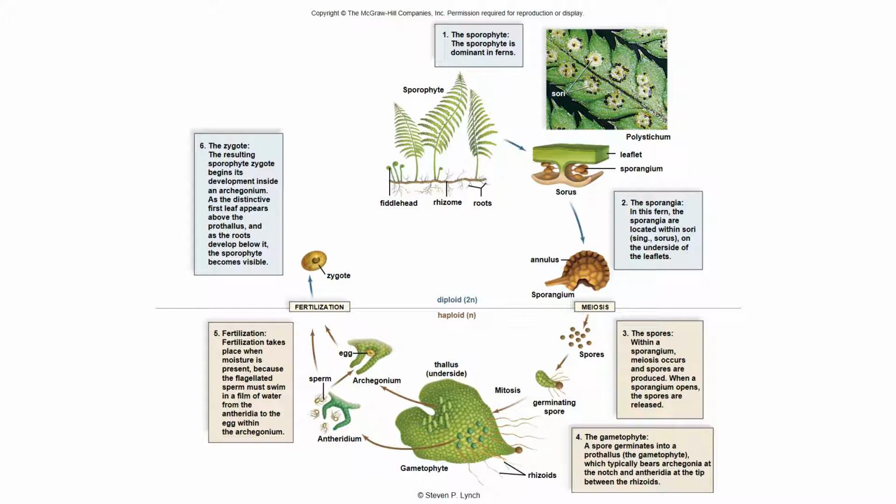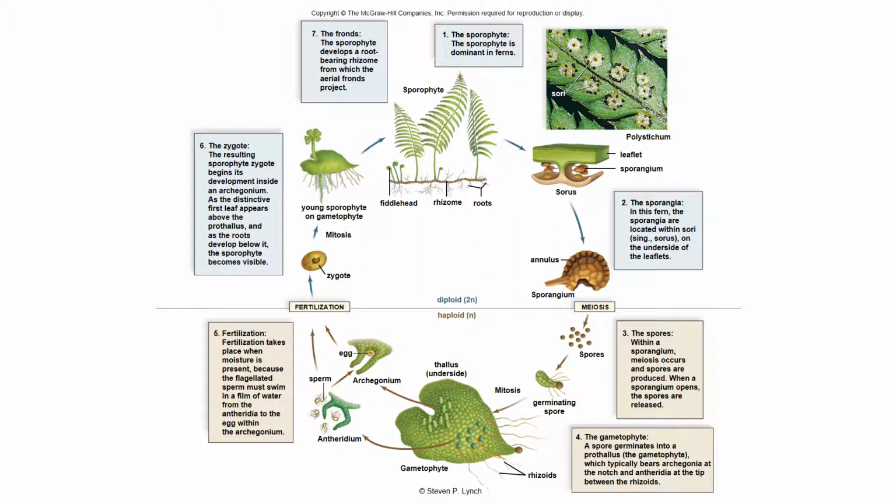Okay, and the flagellated sperm are going to swim to the egg within the archegonium. And then the zygote's going to happen when the eggs and sperm get together, and the zygote's going to start developing inside an archegonium. Okay, almost kind of like an egg sac. And then the first leaves are going to appear, and the sporophyte's going to become visible. Okay, and then basically the fern will grow up into a full-blown fern, and so it'll develop these rhizomes, or those horizontal stems going across here, and then the fronds will project up out of that.